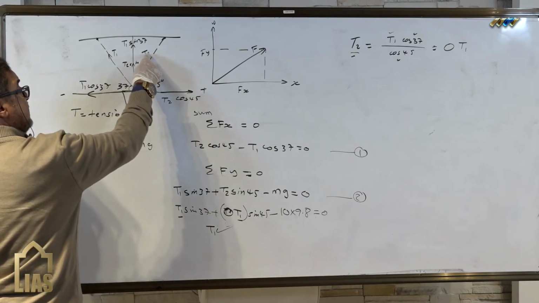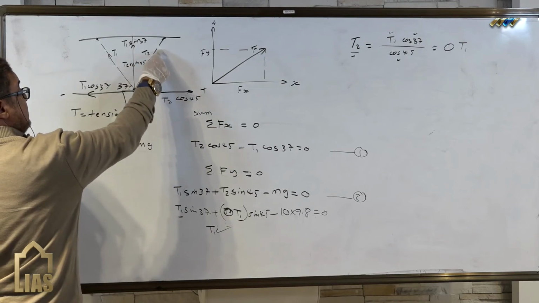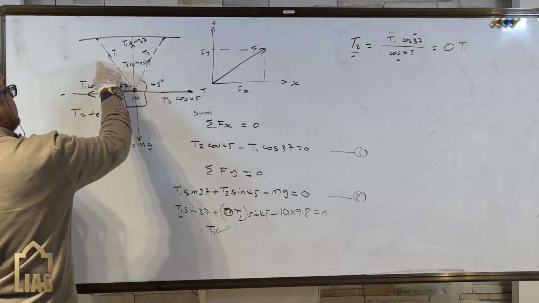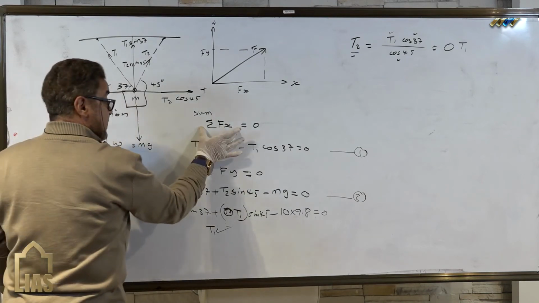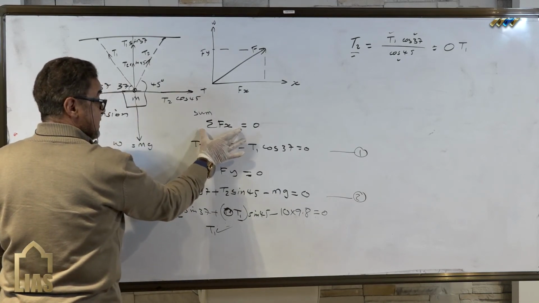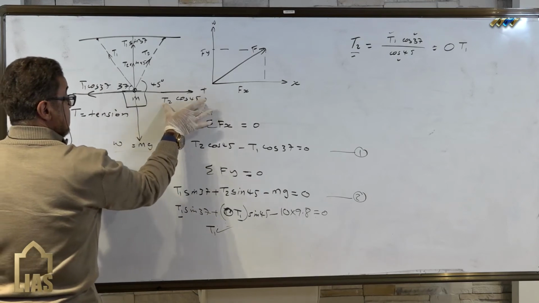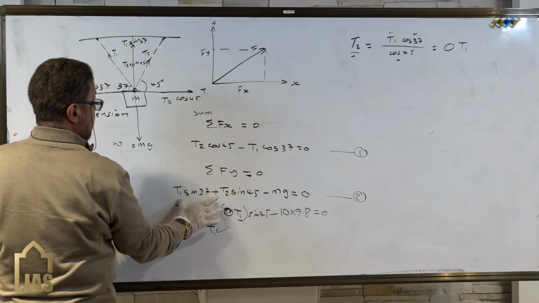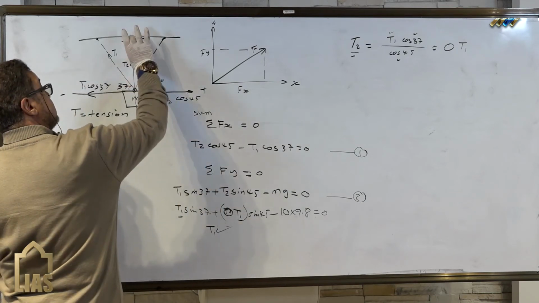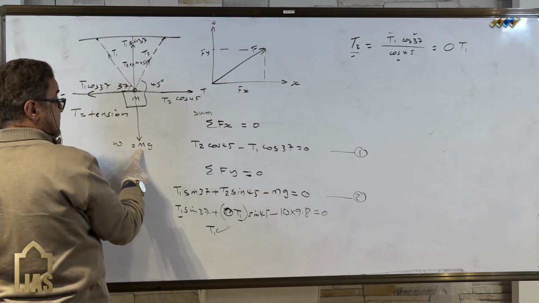T2 has to be resolved in the x direction and y direction. T1 also has to be in the x direction and y direction. Make the summation in the direction of x. This is positive, this is negative, while in sigma y, this is positive and this is positive, and this is negative.